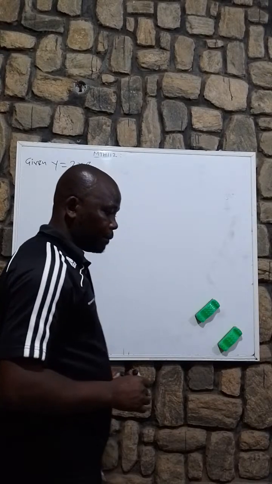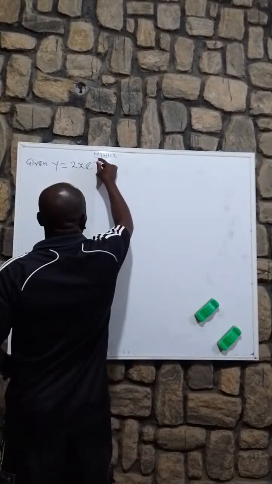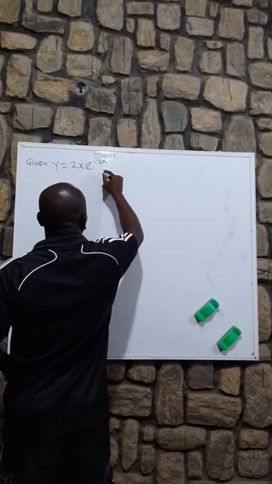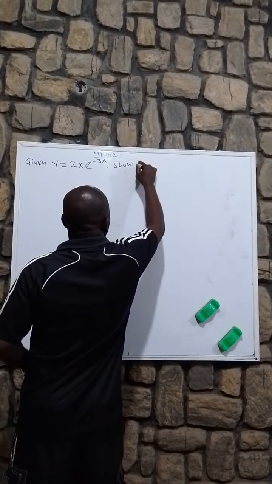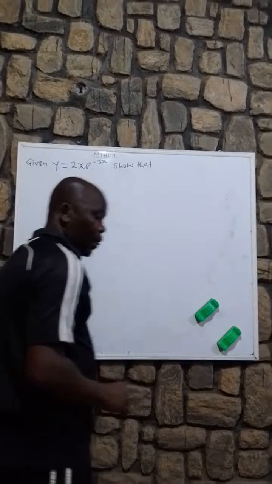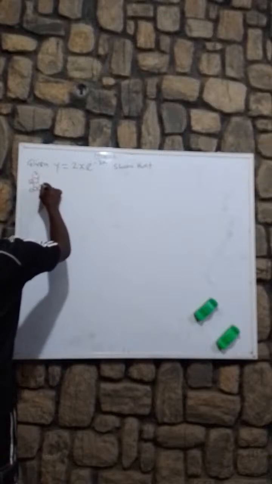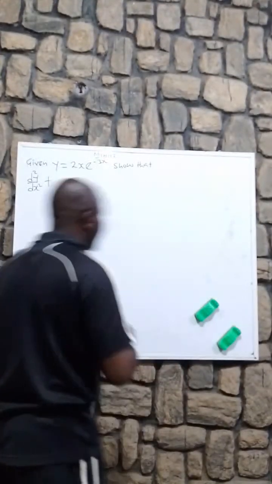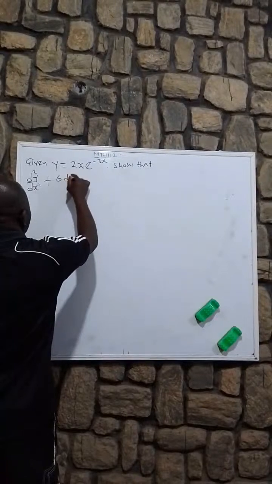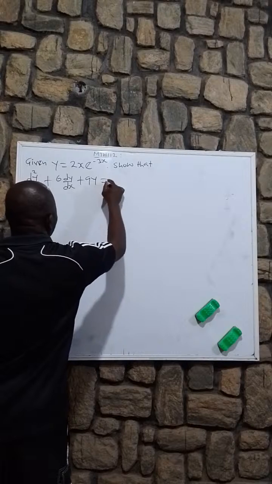Given y equals e to the power of minus 3x, it says show that d squared y all over dx squared plus 6 dy all over dx plus 9y equals 0.